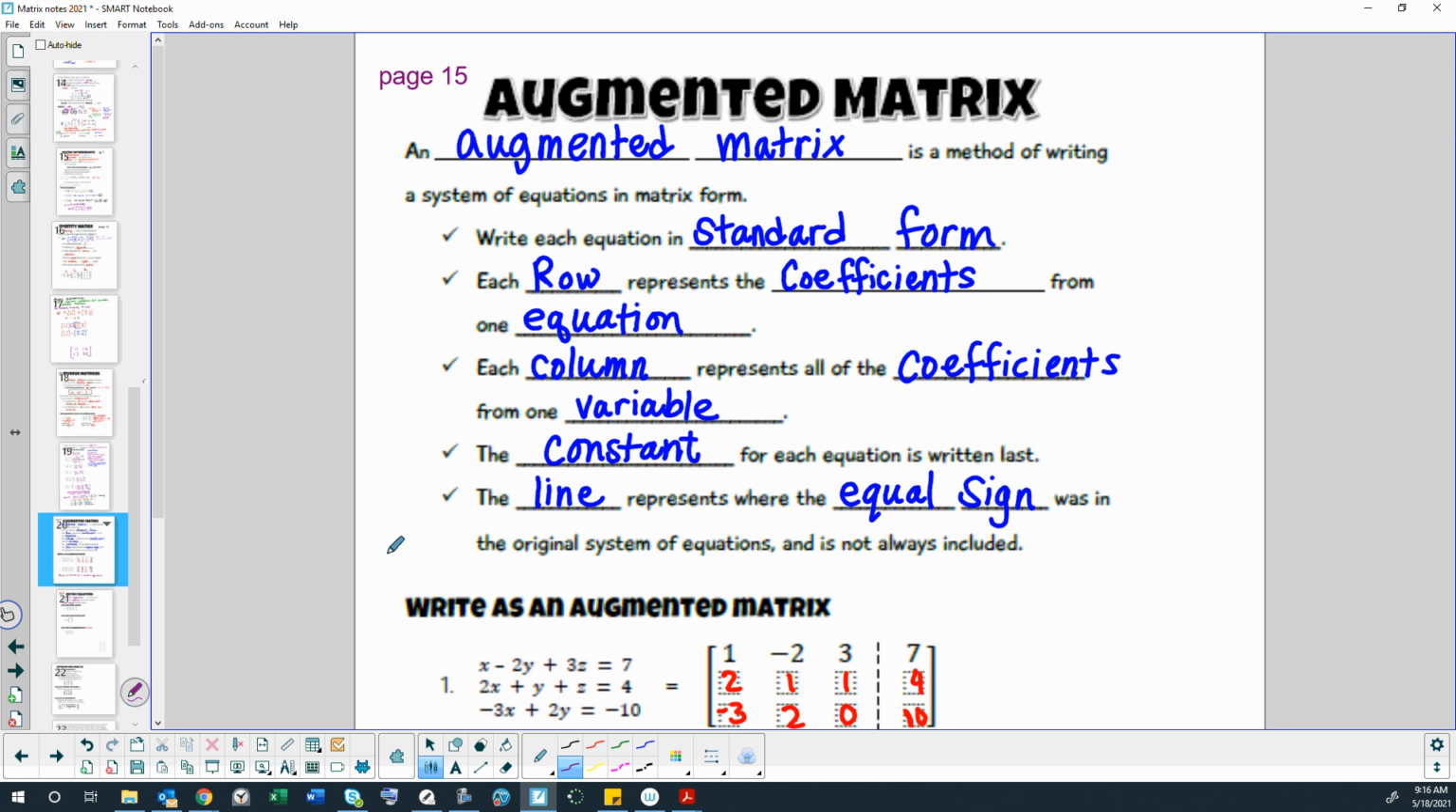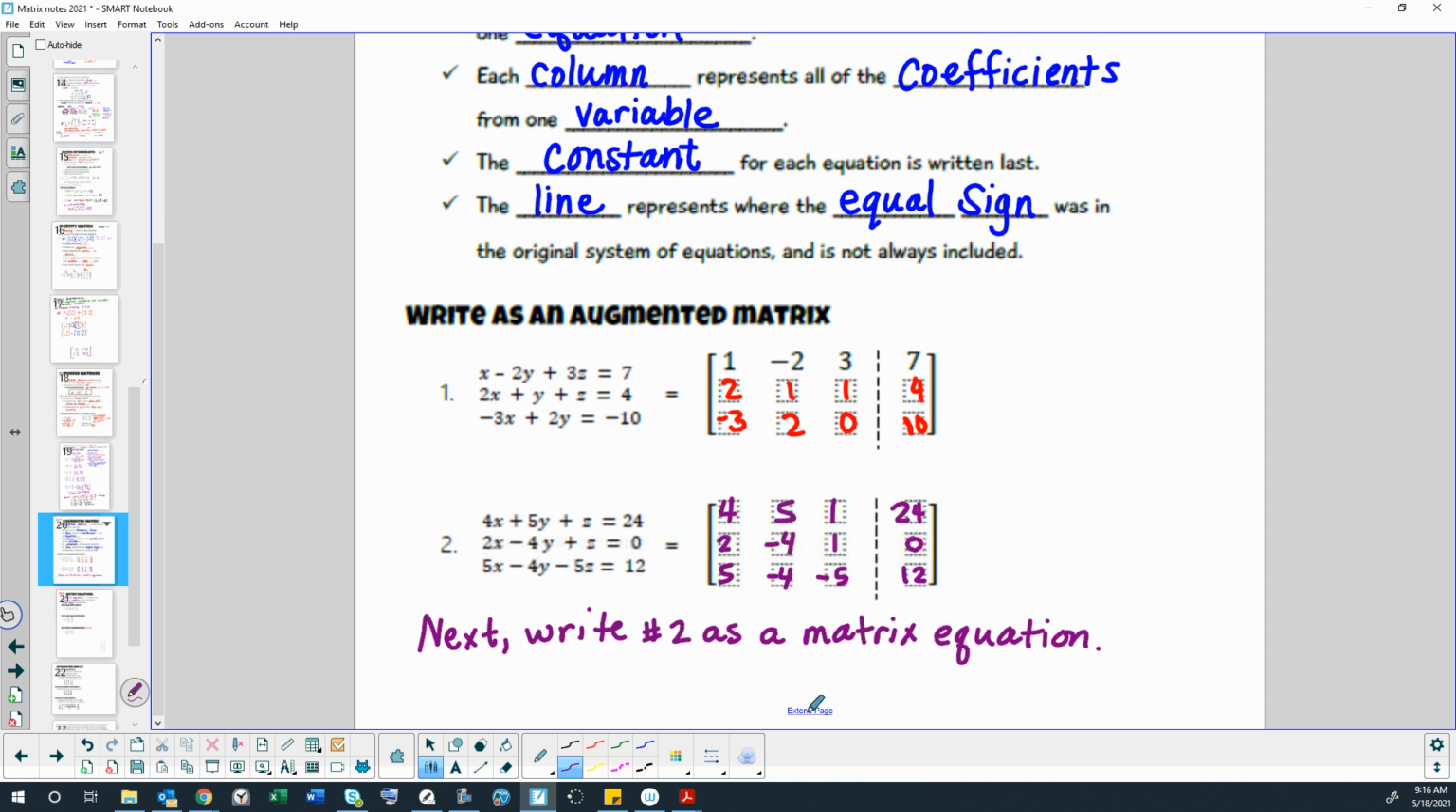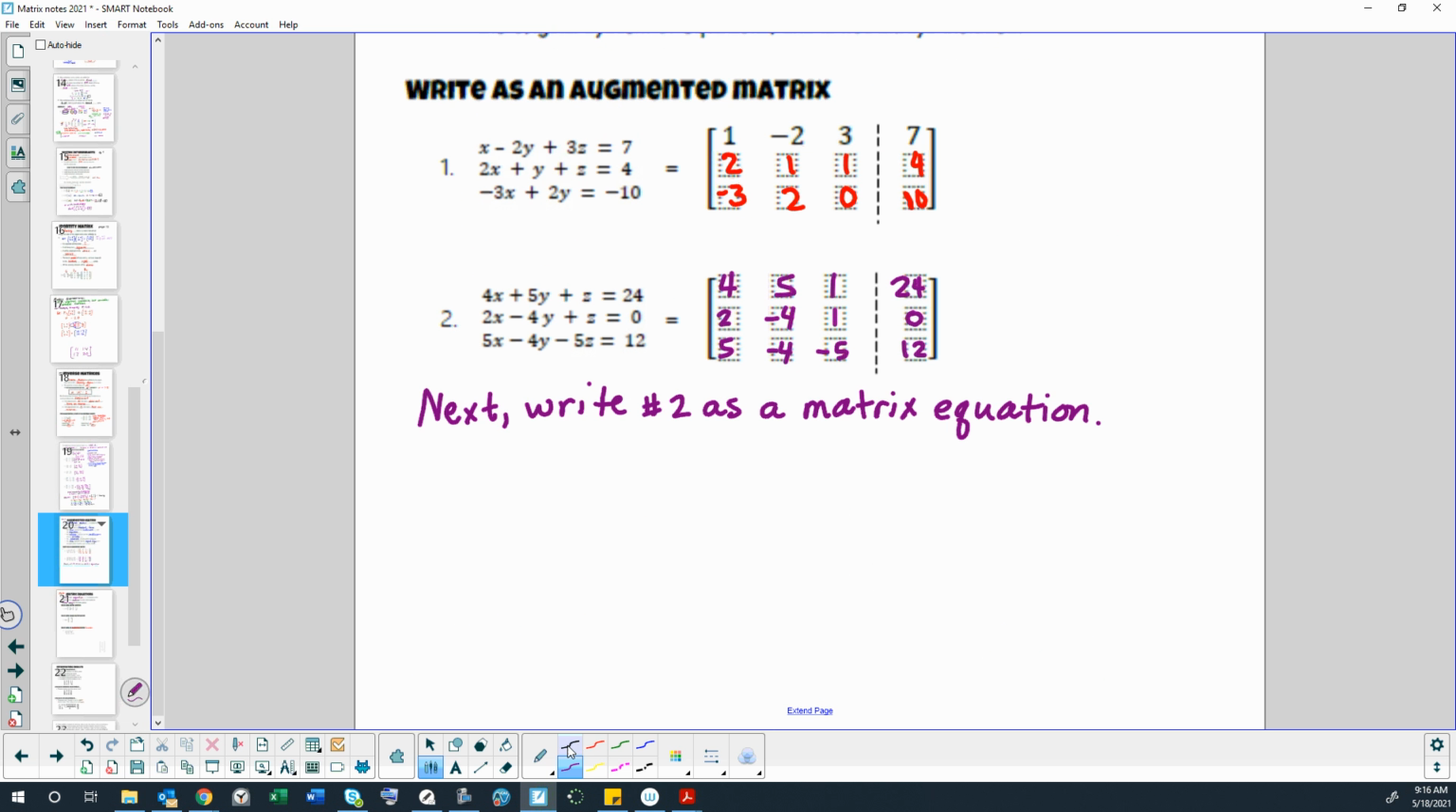Okay, coming back to where we were. So let's look at this last example here, and we're going to write it this other way as a matrix equation. And we'll talk more about matrix equations here in just a minute. When we write this as a matrix equation, we're actually going to write it as three separate matrices. So we're going to have a coefficient matrix that goes with these numbers right here. So 4, 5, 1, 2, -4, 1, 5, -4, -5.